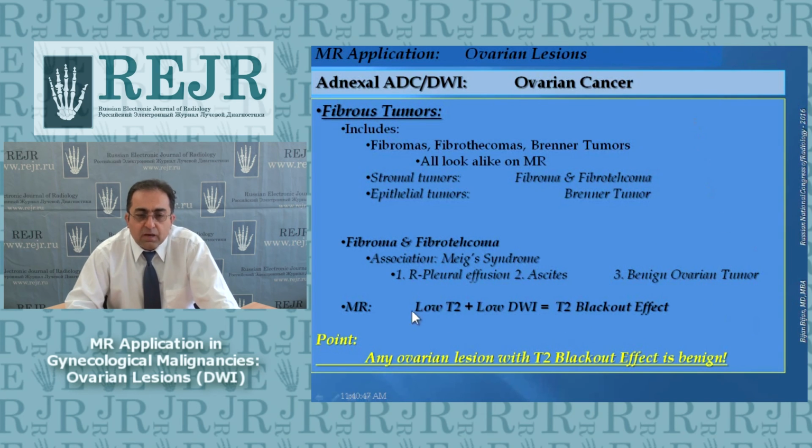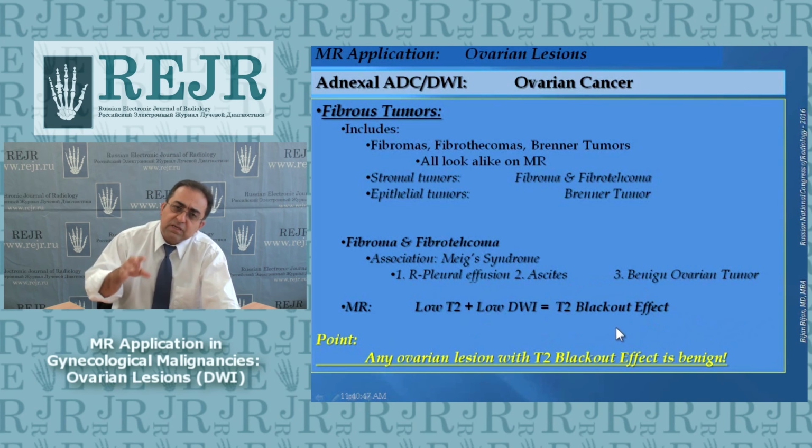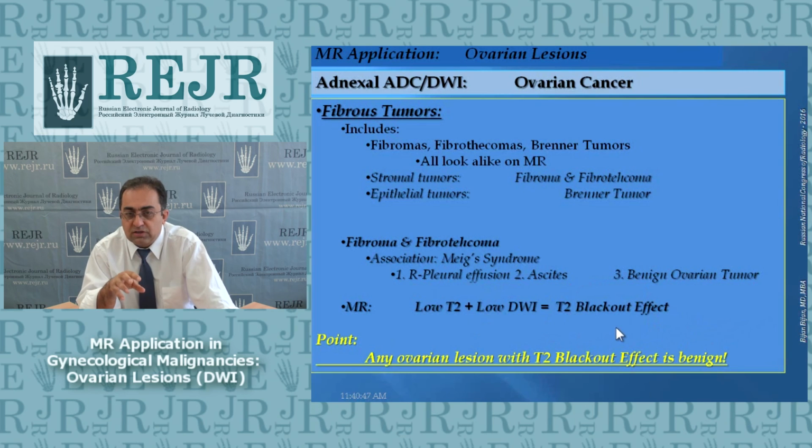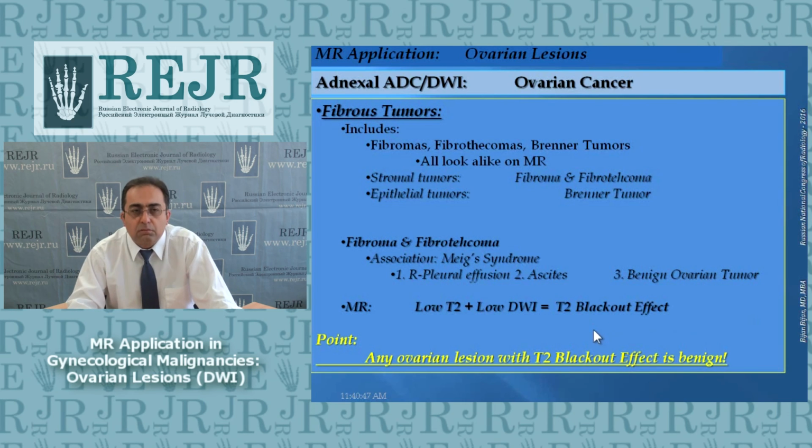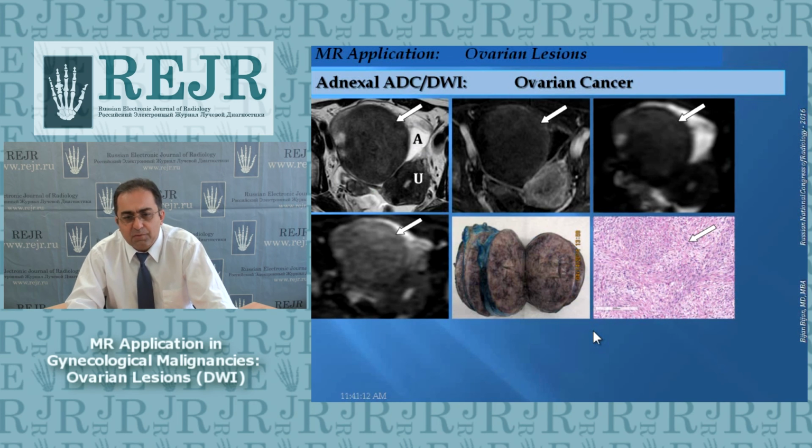They have one feature. They are low on T2 and they're low on DWI. This is what we call the T2 blackout effect. So if you see a tumor is dark on T2 and it has low DWI, it is T2 blackout. Differential diagnosis narrows to three: fibroma, fibrothecoma, or Brenner tumor, and all of them are benign. So you don't even need to be worried about it. So T2 blackout effect means benign tumor in general. Based on the clinical scenario, gynecologists may go for elective resection of it. Let me show you an example of each.